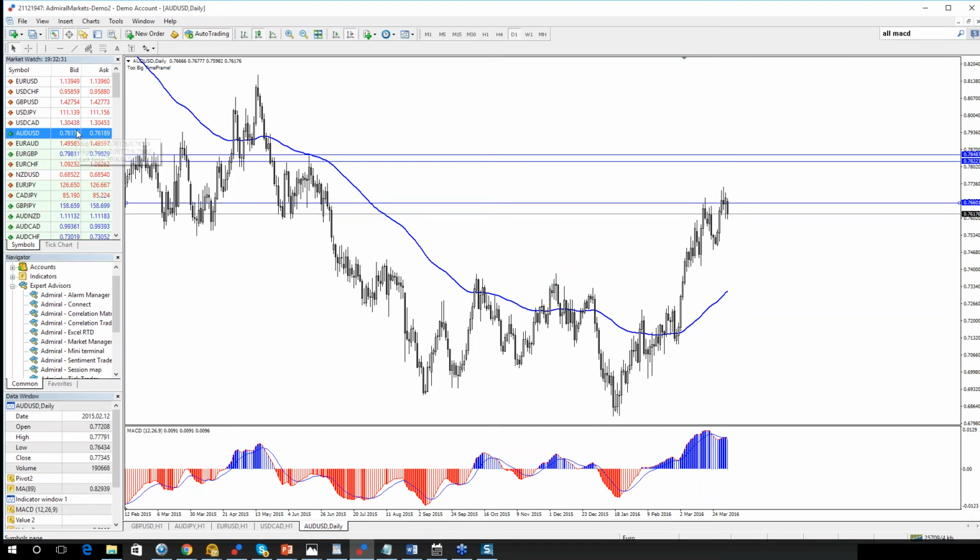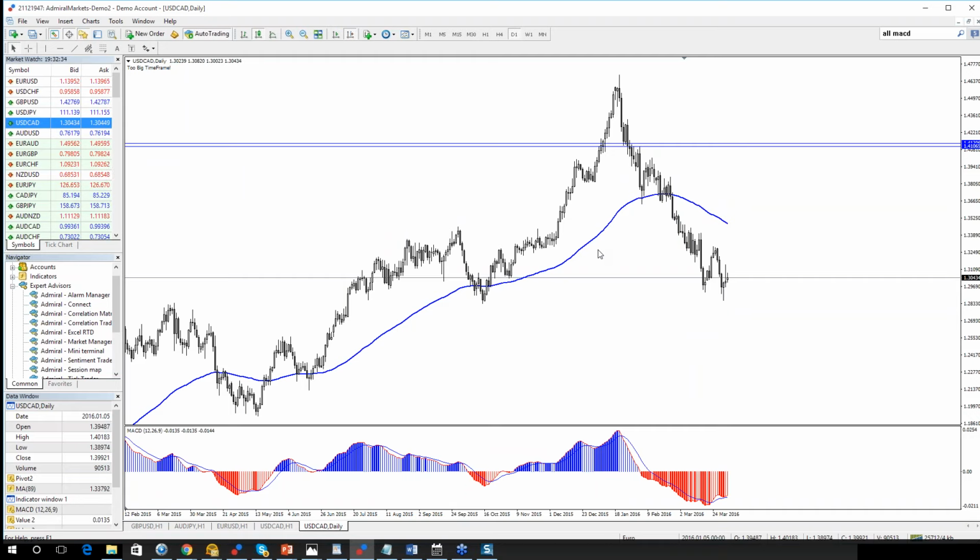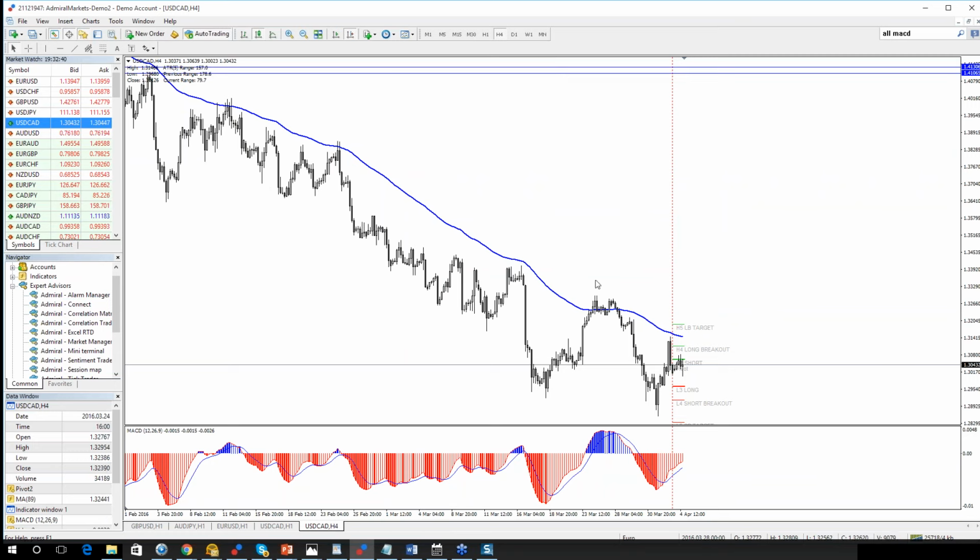So dollar CAD, this is it. Daily bearish, 4-hour bearish. See? And we will move here. Okay, so this looks bearish to me. Yes, there is divergence here, indeed. Okay, see divergence?